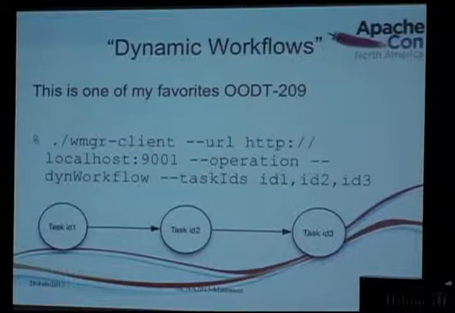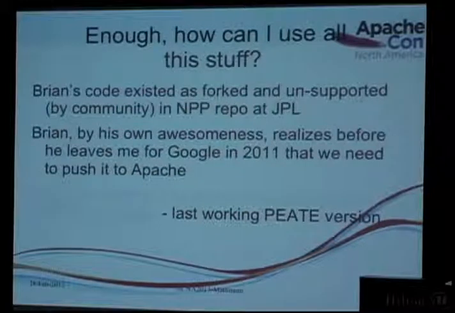Okay, OODT 209. So enough of the marching through the roadmap. How can I use all of this stuff? Brian's code existed inside of the internal JPL Pete repository, the MPP Pete repository, for a long time, from 2008 to 2011, until he left.